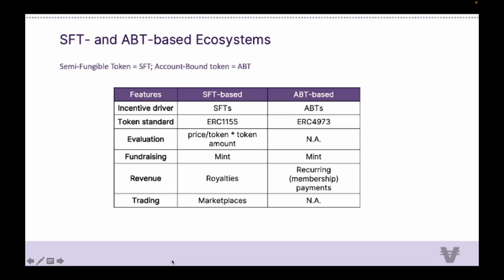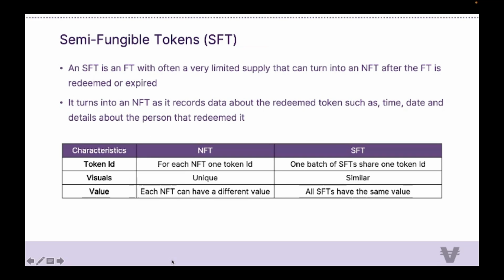Then if we look at the account-bound token-based ecosystem, of course the ABTs are the incentive driver. The token standard is ERC 4973, which we'll talk about later on as well. Evaluation is not available. Fundraising can be done through mint. The recurring payments can provide some revenue, and trading will not be done. And that will be more clarified later on.